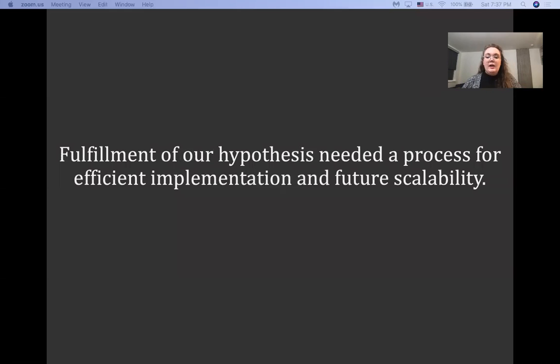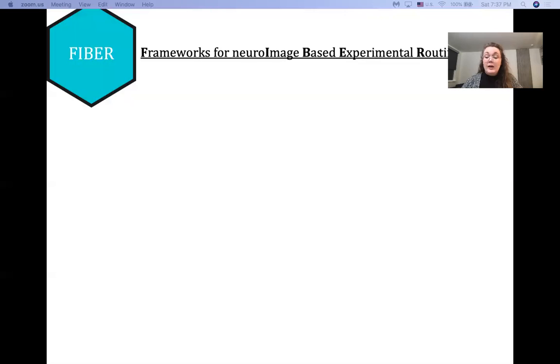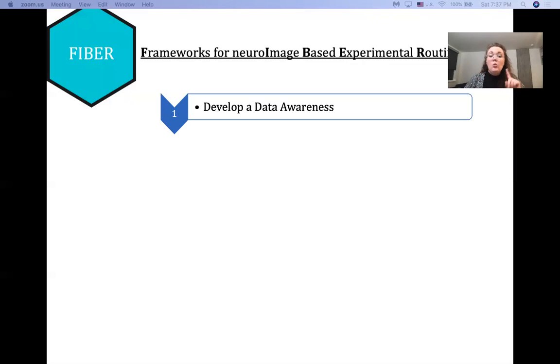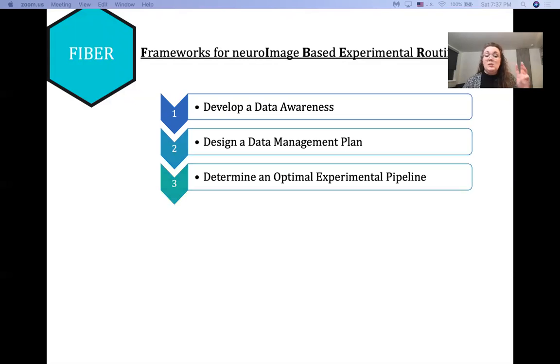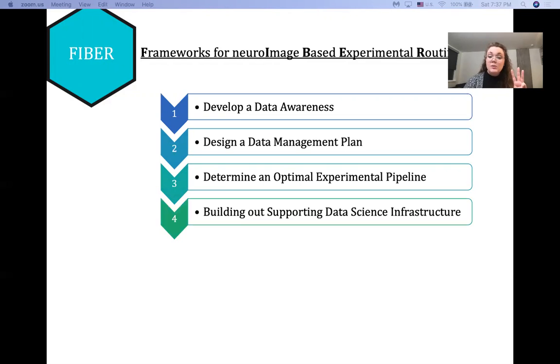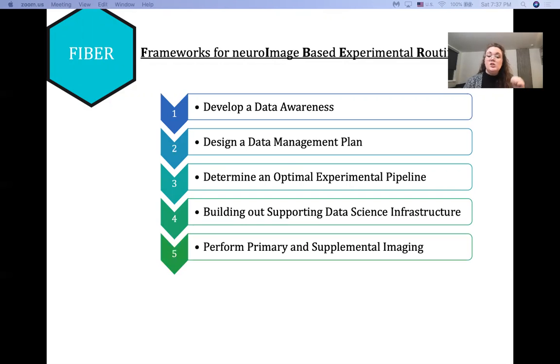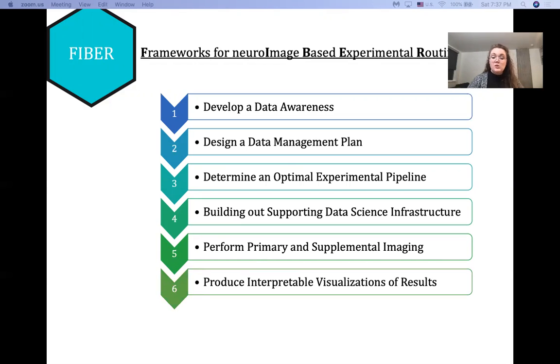But to fulfill our hypothesis, we need a process for efficient implementation and future scalability. So we developed our fiber framework. It's a framework for neuroimage-based experimental routines that follows 6 steps. 1, we develop a data awareness as a group. 2, we design a data management plan. 3, we determine an optimal experimental pipeline. 4, we build out the data science infrastructure. And then 5, we perform our supplemental and primary imaging to finally produce interpretable visualization.